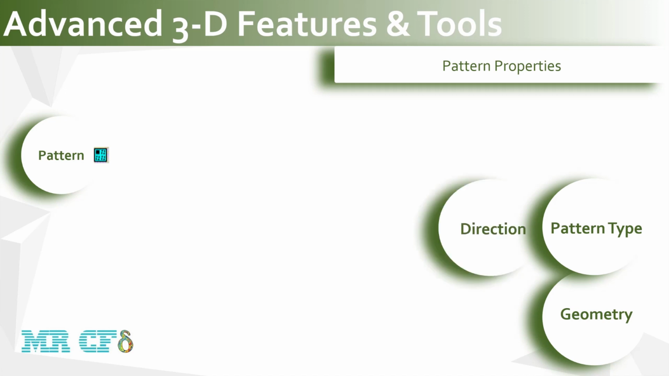Direction, the direction for a linear pattern or the first of 2 directions for a rectangular pattern. Offset, the offset distance for a linear pattern or the first of 2 offsets for a rectangular pattern. This is the distance between each instance of the pattern. Its value must be non-zero.